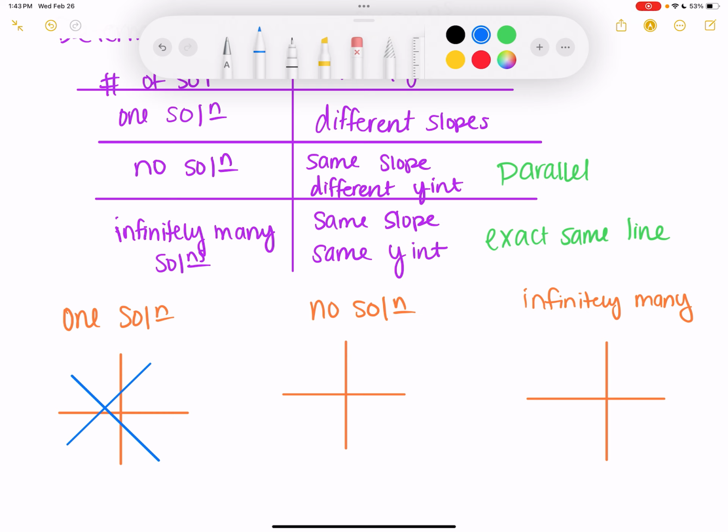No solution, we've got parallel lines that aren't intersecting at all. And then infinitely many would just be, and obviously it can be positive, negative slope, whatever, but it's just a repeated line. So basically you're given two equations, but they both graph the exact same line. Any questions about that before we jump into some examples?